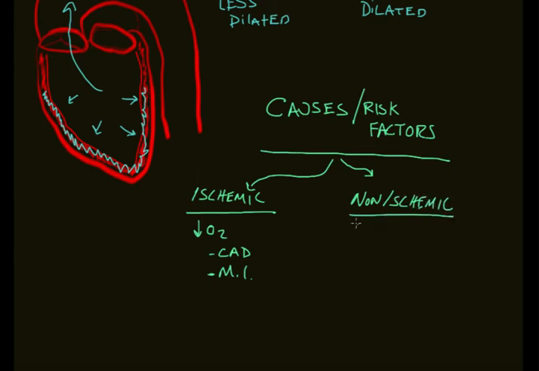Now, the other category of causes or risk factors we can lump into the non-ischemic. And the non-ischemic causes are really just diseases or pathology that lead you to be more likely to develop some of these other ischemic causes. And the ones I'm talking about are high blood pressure, high cholesterol, diabetes, DM stands for diabetes mellitus. There are toxins, things that are directly harmful to the heart, and things I'm thinking of here are things like alcohol and things like cocaine.